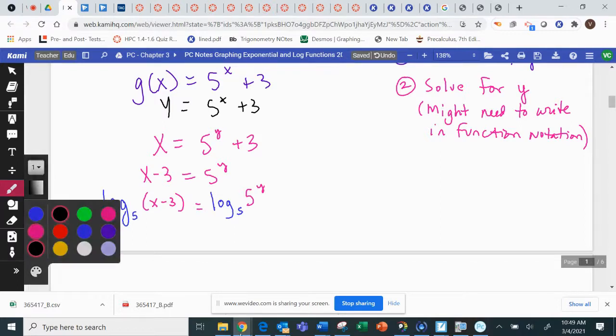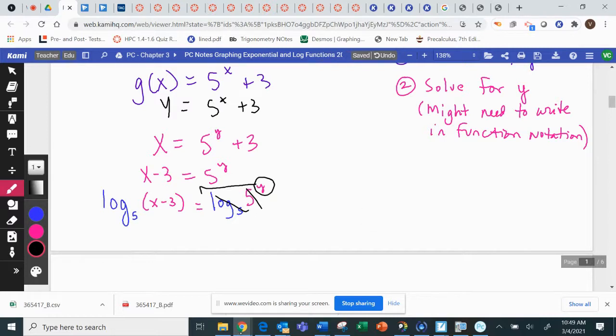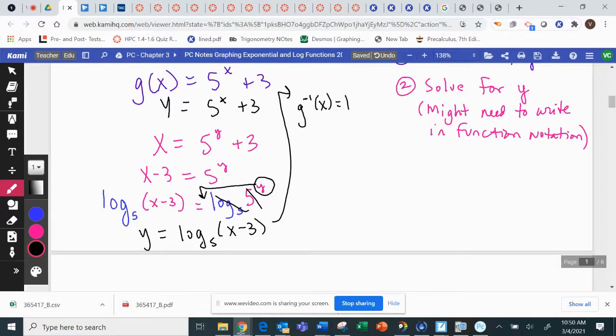Okay, so we're going to log both sides, and that cancels out the 5 to the y. We learned a property last class that brings that in front. And I get y equals log base 5 of x minus 3. And then this was in function notation, so we will write it back in function notation. G inverse of x equals log base 5 of x minus 3. Okay, so that's what we were doing last class.